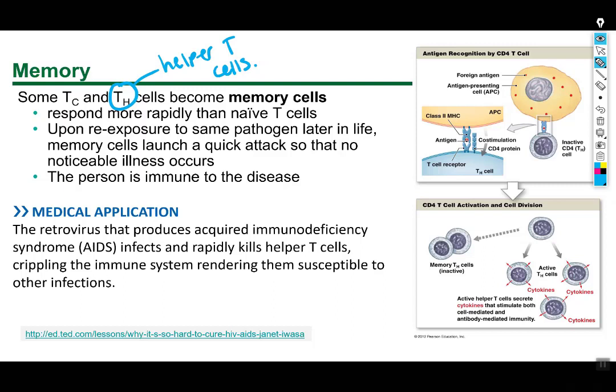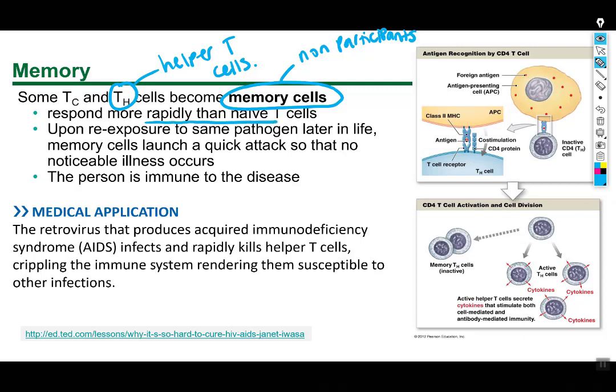So some of these, helper and cytotoxic, become memory cells. Memory cells don't actually participate in any immune fight going on, so let's put non-participants. But rather, they stick around so that they can remember the pathogen for next time. That allows them to respond to exposure to a pathogen much more rapidly than naive T cells.